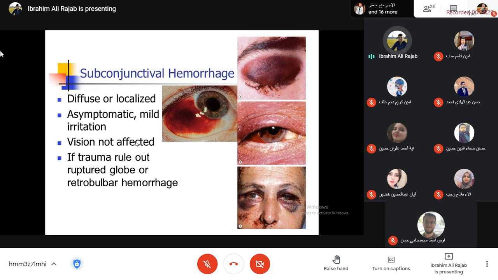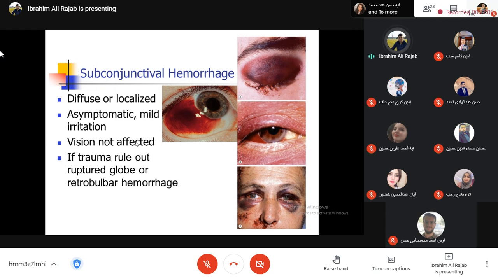Another cause of subconjunctival hemorrhage is a sudden rise of blood pressure. Another cause is trauma, when the patient suffers a trauma, some of the blood vessels may rupture and cause subconjunctival hemorrhage. Another cause, infectious conjunctivitis, may cause subconjunctival hemorrhage. And on the bottom of the list, the blood dyscrasia.